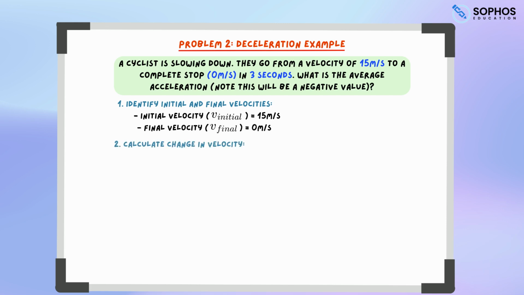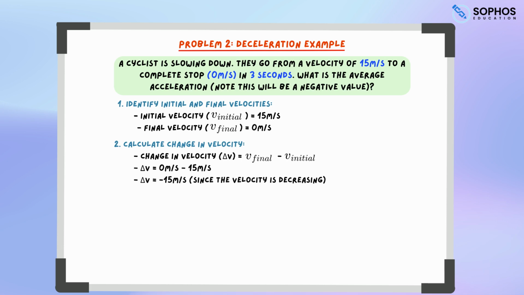Then calculate the change in velocity. This is final velocity minus initial velocity, which is 0 minus 15 meters per second. This gives us negative 15 meters per second, which is negative because the velocity is decreasing. The time taken to decelerate is 3 seconds.